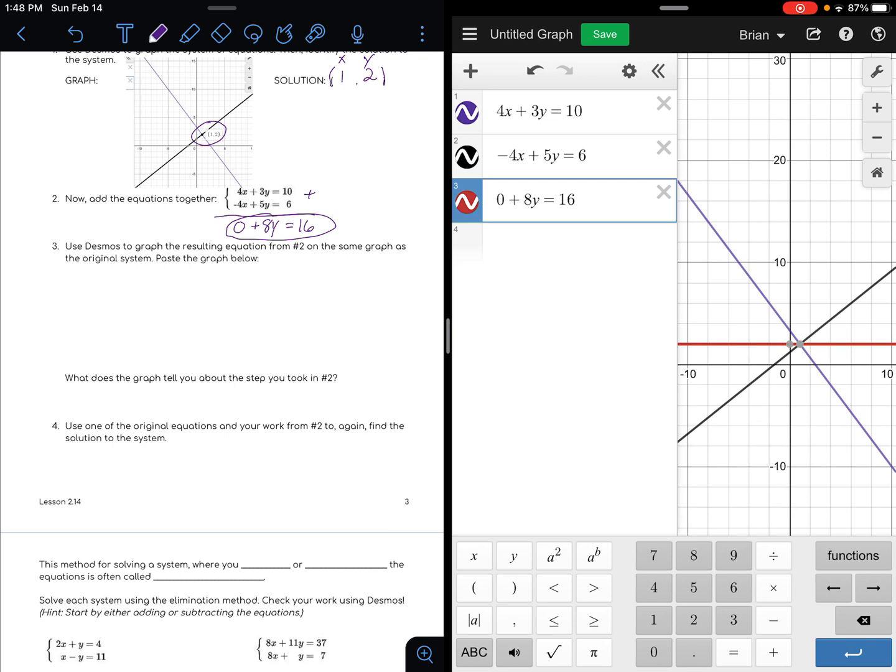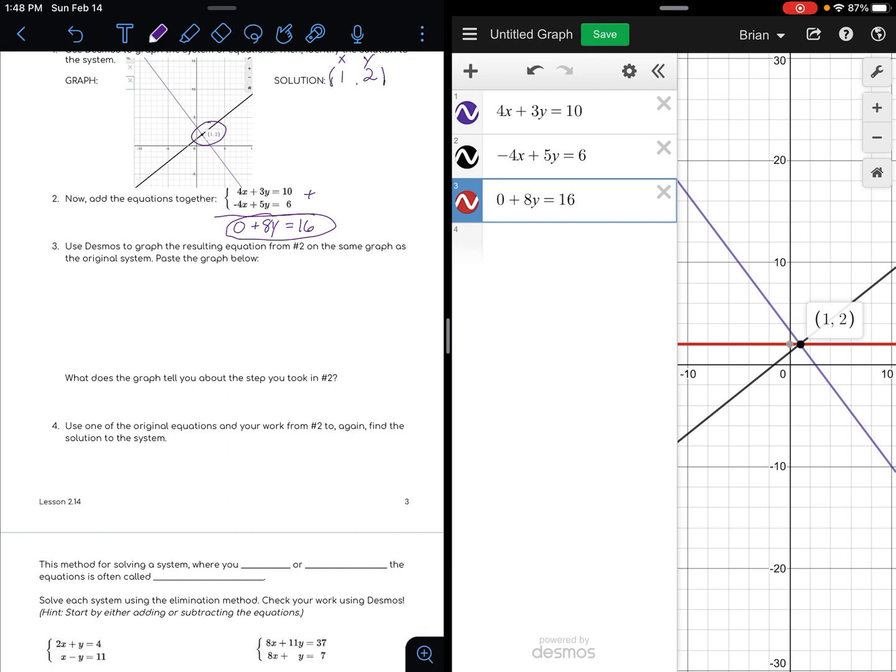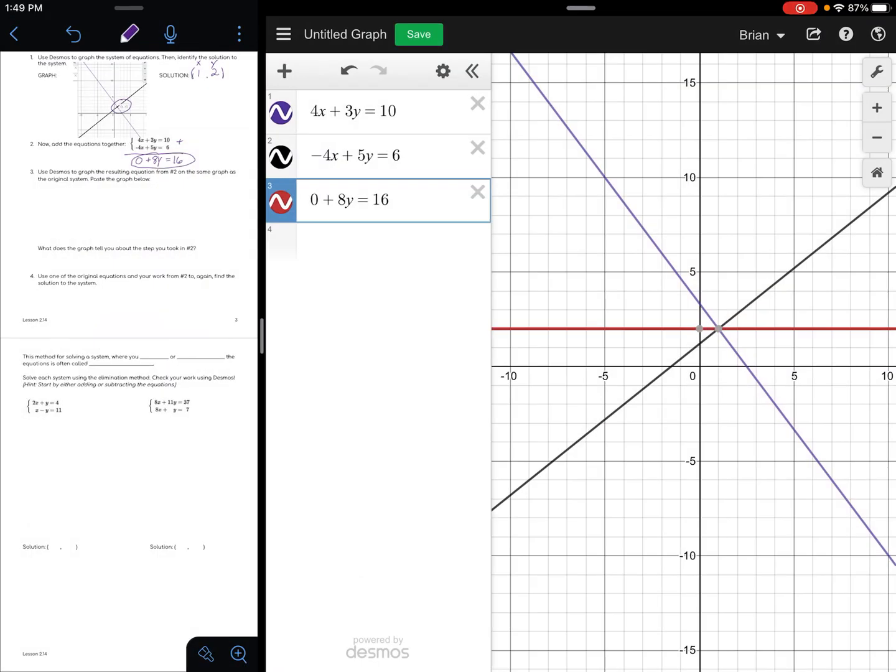But what I want you to notice is that there's a third line that's graphed, and notice it's a horizontal line. Remember we talked about when you have just a y equals equation without an x, that means the y value is always the same. That means a line is going to be going just straight across. But what I want you to notice is that line straight across goes through that same exact point. All three lines still cross at that same exact point of 1, 2.